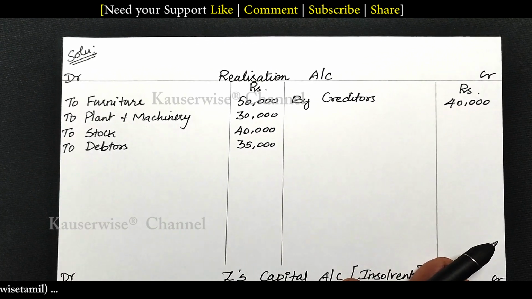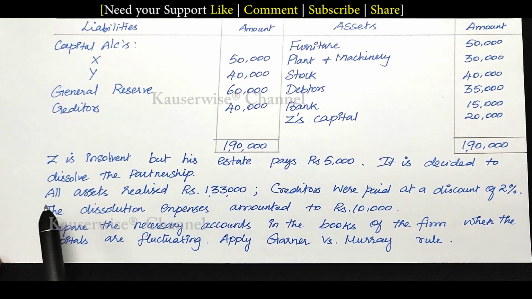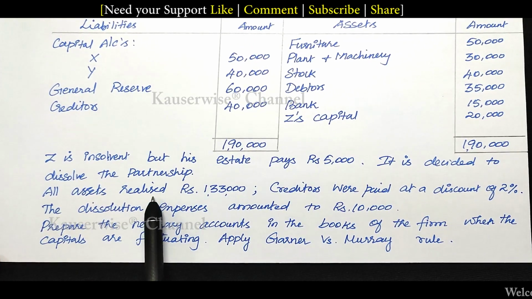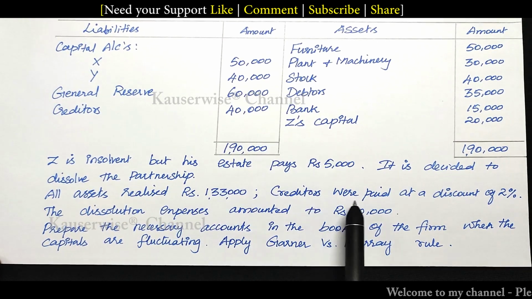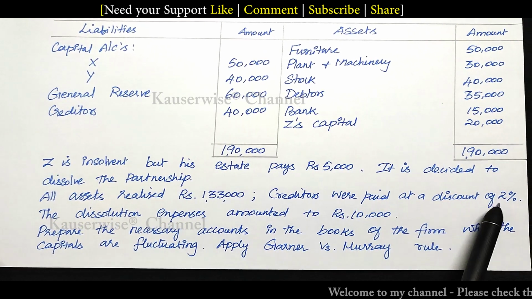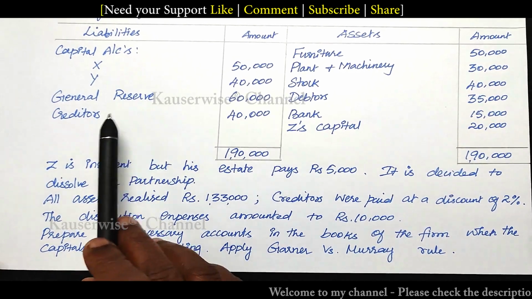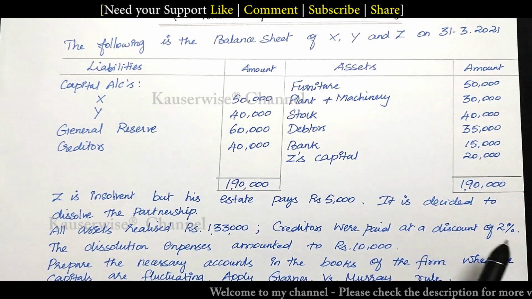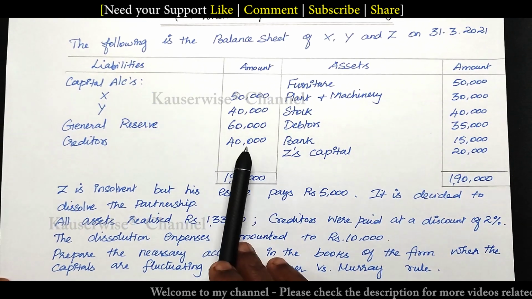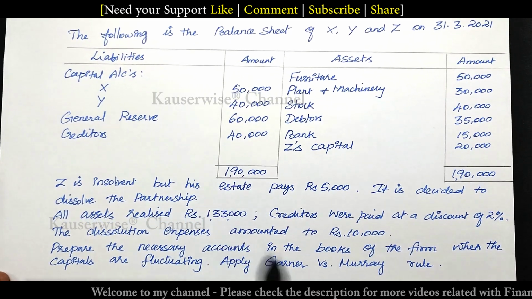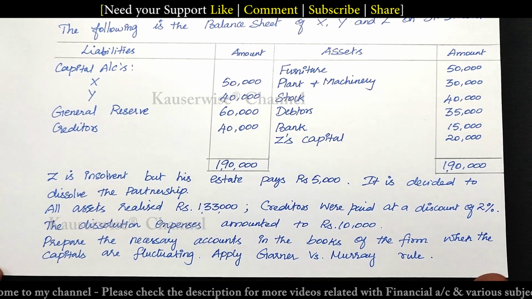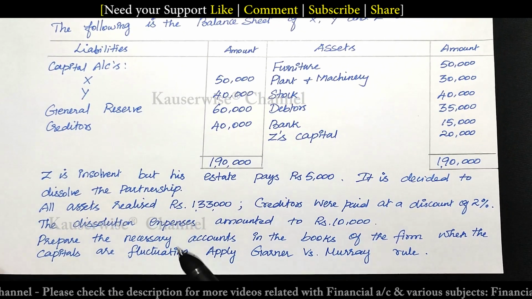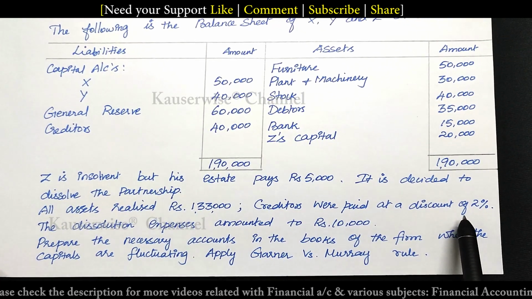Now see the adjustment. All assets realized for rupees 1,33,000 and creditors were paid at a discount of 2%. So how much are the creditors? 40,000. With a 2% discount, the remaining 98% is paid off. Now we need to enter these transactions under the realization account, showing how much amount is inflow and how much is outflow.